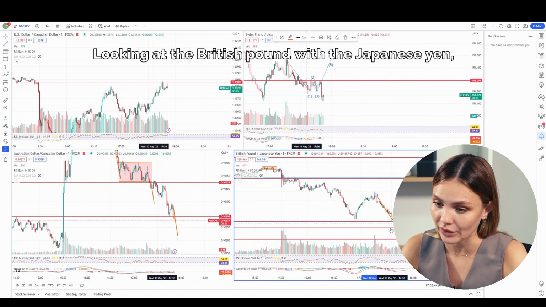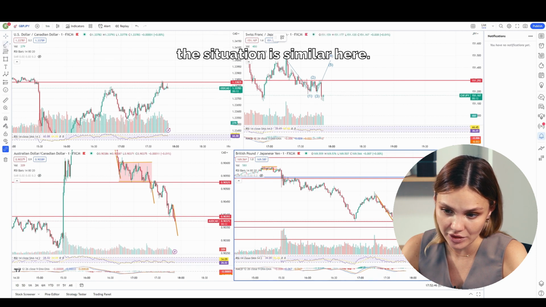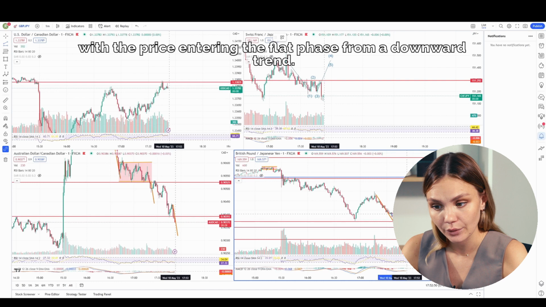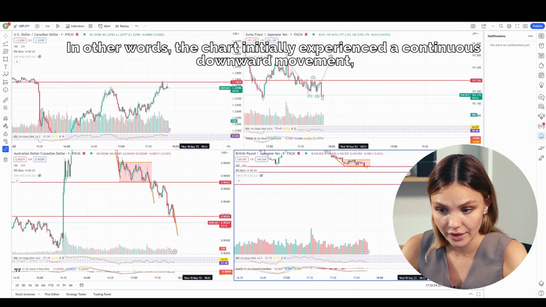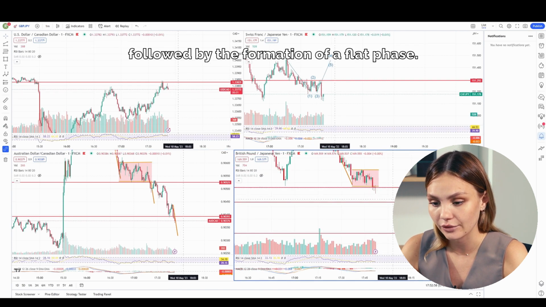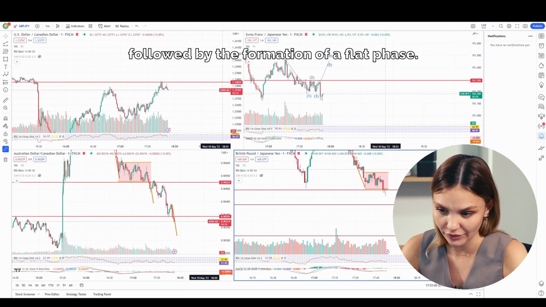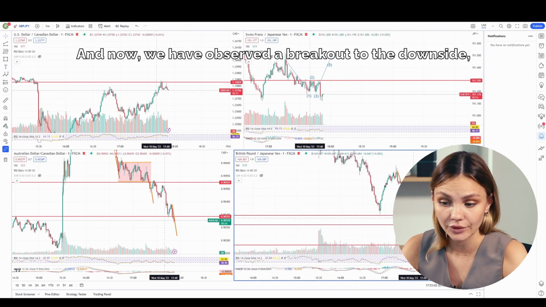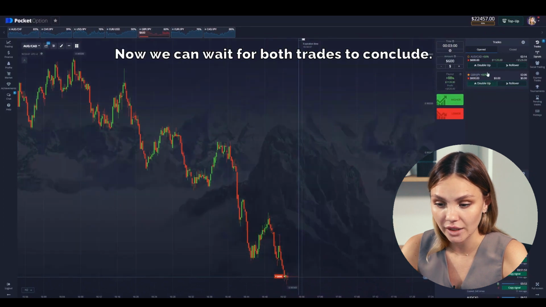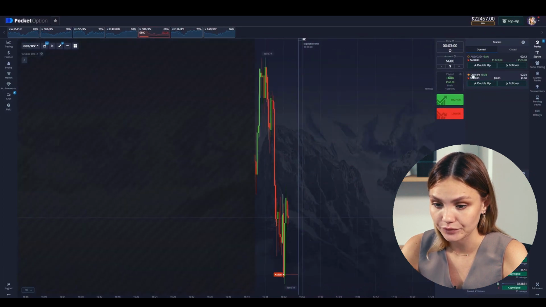Looking at the British pound with the Japanese yen, the situation is similar here. First, there was a flat period, with the price entering the flat phase from a downward trend. In other words, the chart initially experienced a continuous downward movement, followed by the formation of a flat phase, and now we have observed a breakout to the downside, so the trade should close with a profit. Now we can wait for both trades to conclude.